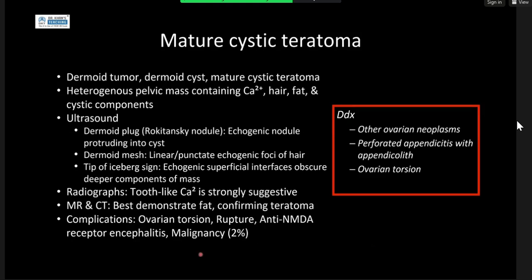And of course, complications: anything with a large ovarian mass would predispose to torsion, and it can rupture as well. And this thing I did not know: anti-NMDA receptor encephalitis.